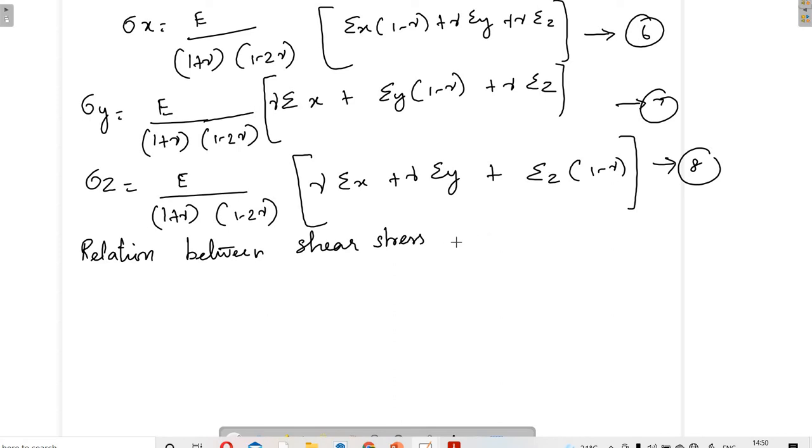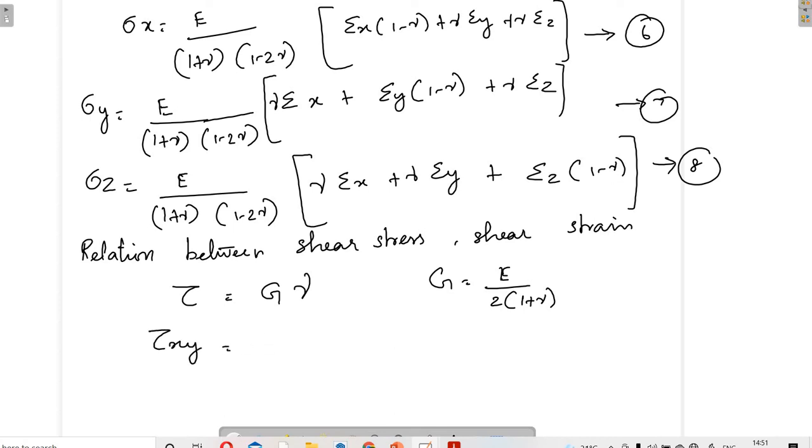Because we are going to derive the shear stress with the help of shear strain. As in the case of deriving the stress with the strain component, we are going to derive the shear stress with the use of shear strain. For this, we consider the shear stress is shear modulus times shear strain, where the shear modulus G is equal to E divided by 2(1 plus nu). Hence, the shear stress tau xy can be written as E divided by 2(1 plus nu) times gamma xy.